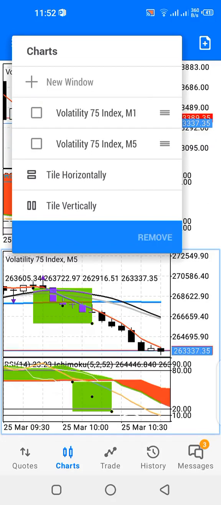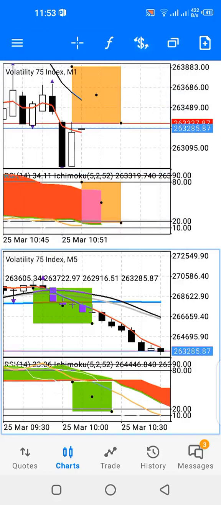If I want to remove the lower window, I just need to check the box for the volatility 75 index 5 minute time frame window, and then hit the remove button. Then I'll have just one window. But right now I'm working with two windows so that I can get the perfect scalp signal with respect to the indicator parameters on the screen. So I'm not removing the windows, I'm unchecking the box.